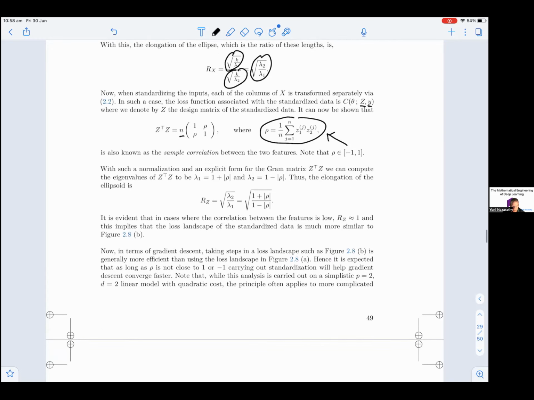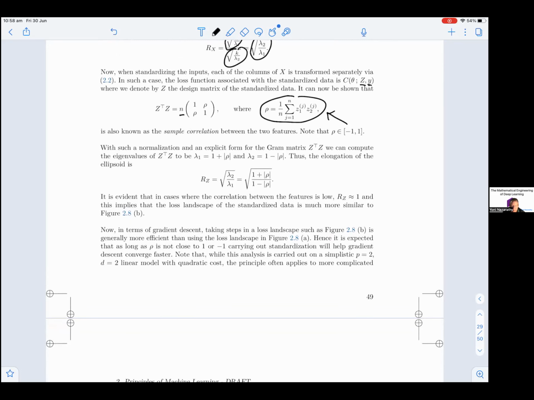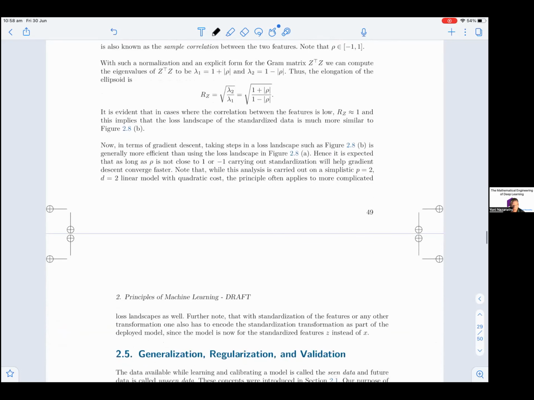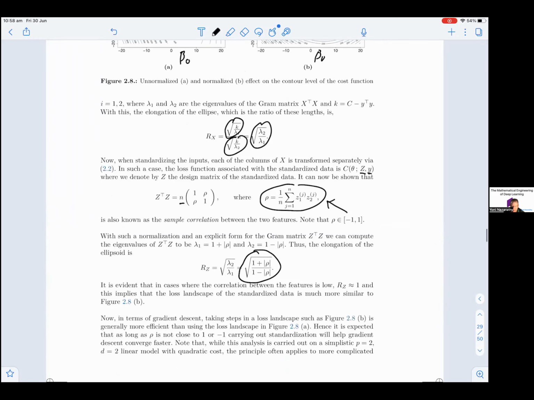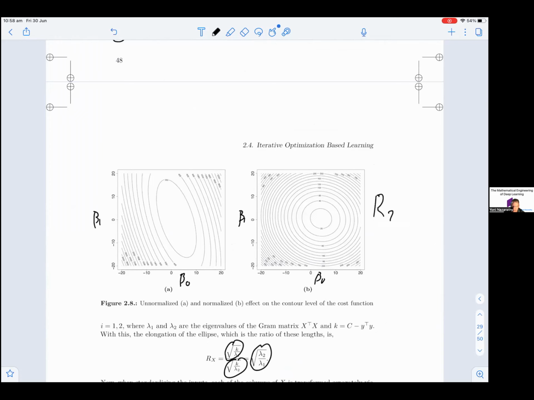With such a standardization, we have an explicit form for the Gram matrix Z transpose Z, and we can compute its eigenvalues to be lambda 1 is 1 plus rho and lambda 2 is 1 minus rho. And thus the elongation of the ellipsoid has this form. It is evident that in cases where the correlation between the features is low, then RZ has very little elongation. This implies that the loss landscape of the standardized data is much more similar to figure 2.8b. So this is what you'd get if RZ was 1. Okay, perfectly round contours.